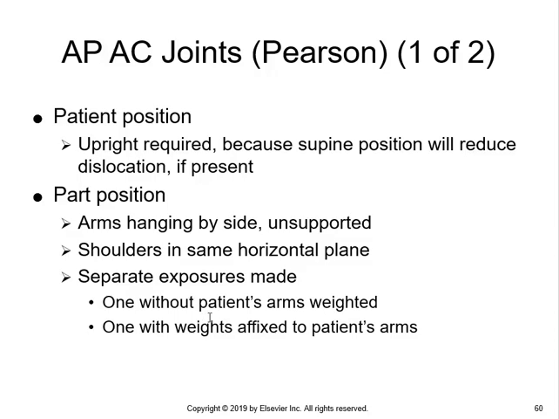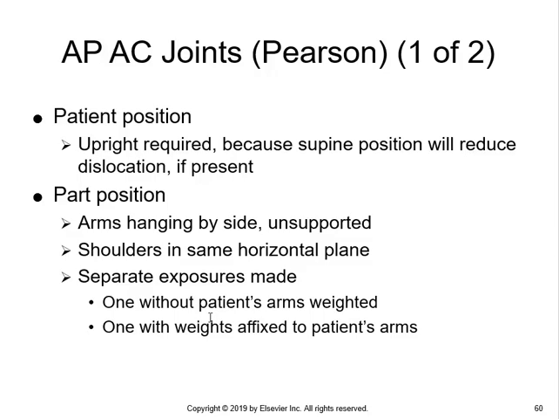The amount of separation between the two can be graded from 1 to 4. A level 4 separation means that you've got a total disruption. There's really nothing connecting the two anymore. So what you're going to do is get the patient upright. This is the only upper extremity view that you might shoot at 72 inches.